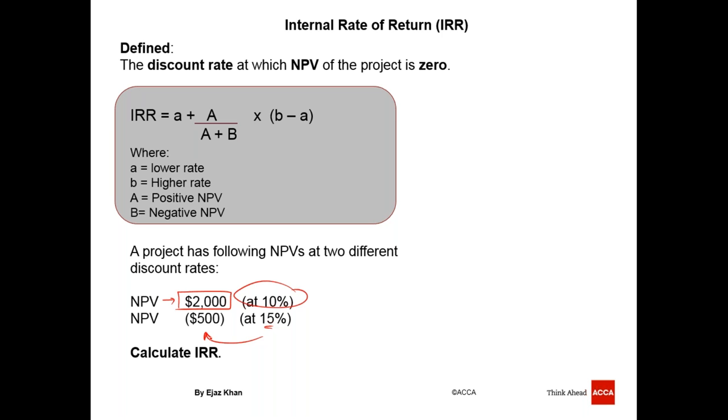So for this, we must first find out the IRR of this project, that is the internal rate of return of this project. The internal rate of return of this project is the discount rate at which NPV will be zero, which means we need to find out at what maximum discount rate the NPV will be zero. Say, for example, just for the sake of example, if we assume that at 12%, the NPV is zero for this project.